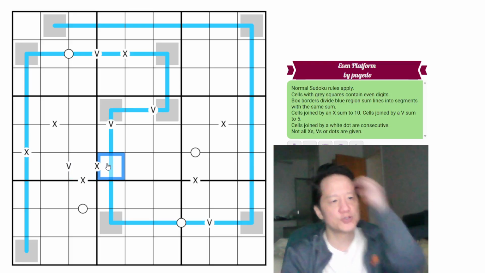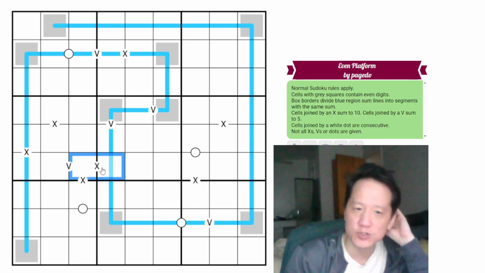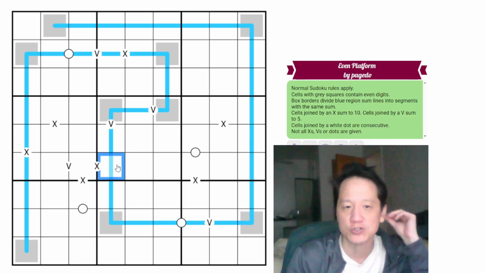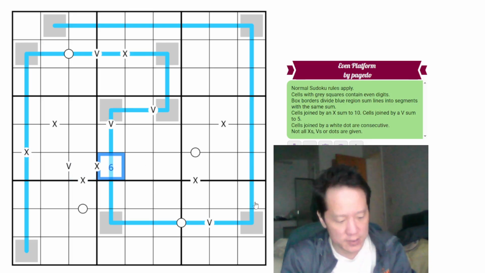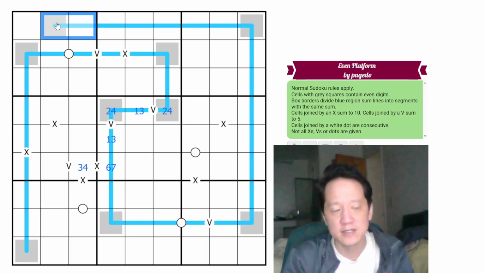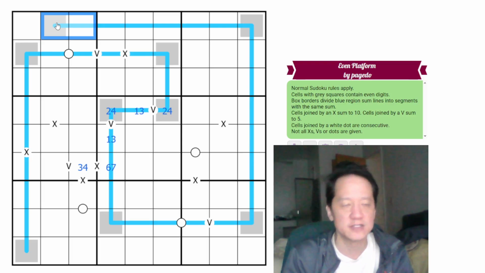So we know for certain this has to add up to at least 16 because 5 cannot be next to an X. If you have 5 next to an X, what digit can you add with the 5 to add up to 10? It's 5 only, and that would break normal Sudoku rules. So this has to be 6 or 7, which makes this 3 or 4. This is 2 or 4, this is 2 or 4, which means this has to be 1 or 3, and this has to be 1 or 3. Therefore, we know these two digits add up to at least 16, and it could be 17, right?